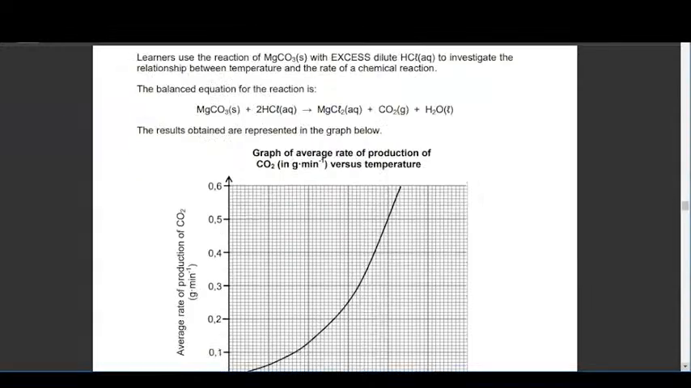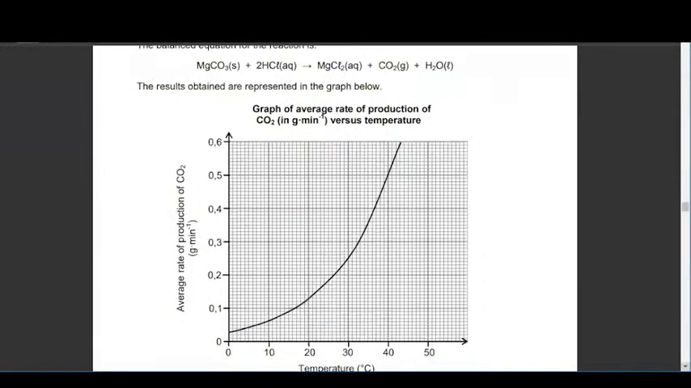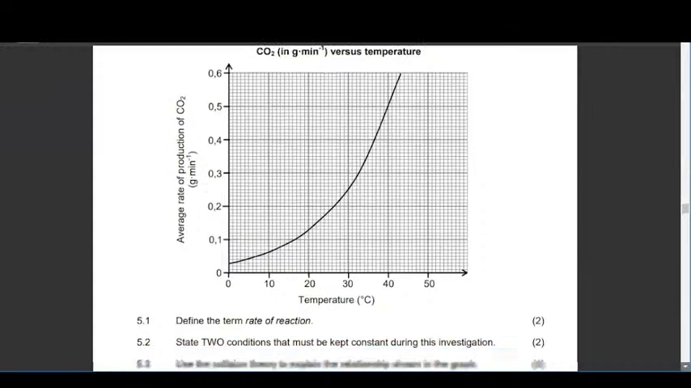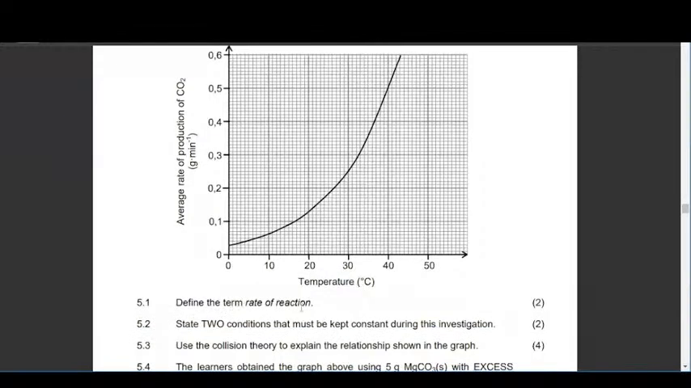So please take note of this. It is not versus the rate or the time. It's not versus the time, it's versus the temperature. Yes. So here it's not the rate in seconds, it's the rate is measured in grams per minute. All right. Then they're saying that define the term rate of reaction.